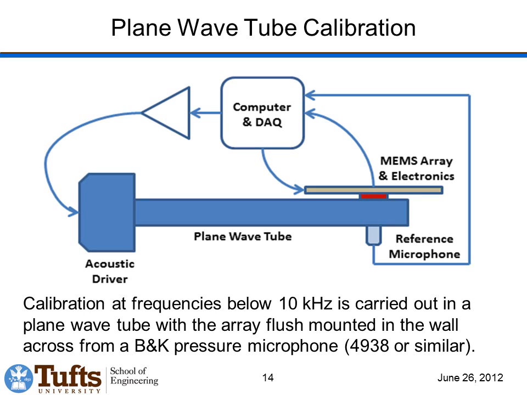For calibration, we take the array, we flush mount it into the side of a plane wave tube, we set up plane waves that travel down this tube, and we have a reference microphone on the other side, and we compare the output of each microphone in our array to the output of the reference microphone. This calibration works well at frequencies below about 10 kilohertz, where the plane wave tube is small enough to have only plane waves propagating in it.